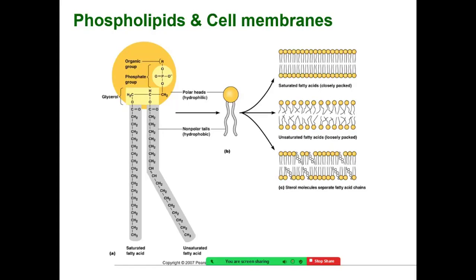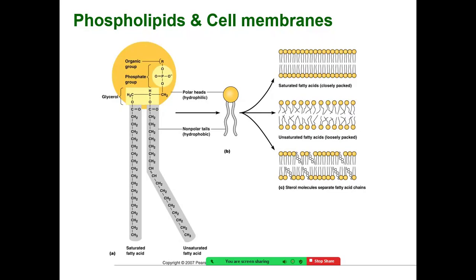You should note that phospholipids are unusual among lipids because they have a polar region. The phosphate group is polar. The glycerol is slightly polar, about, it's not much polar, but it is slightly polar. And then a nonpolar region, the fatty acids are nonpolar. Any question about any of that?